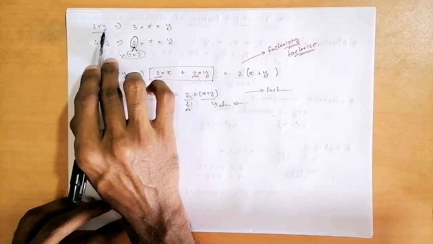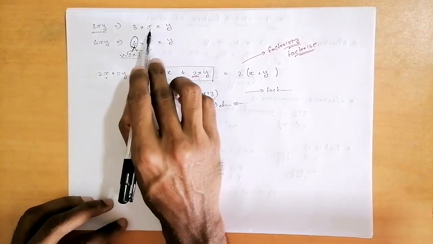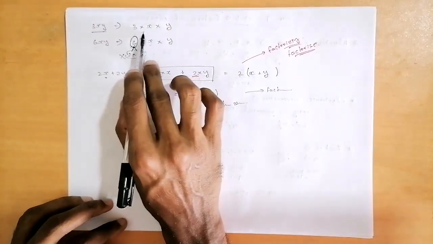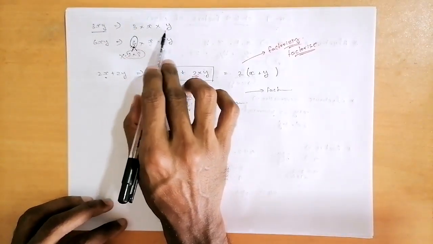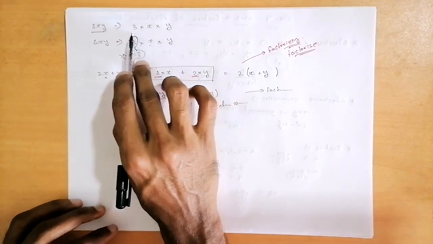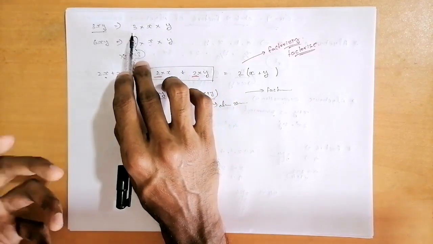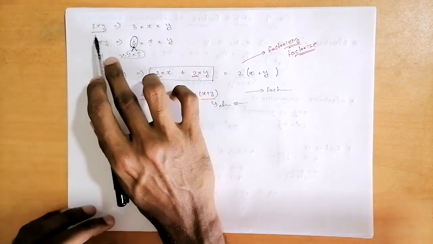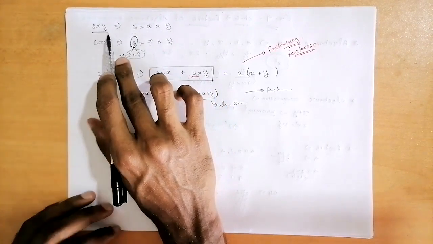So how is the 3xy built up? 3 into x into y. So how many terms are there? 3 terms are there. Those 3 terms are called the factors of 3xy.